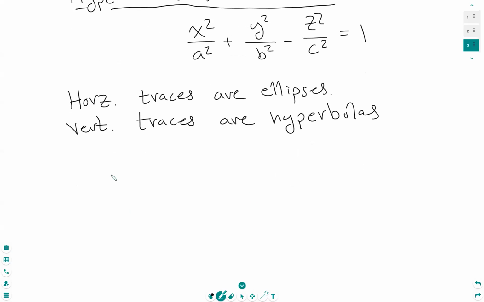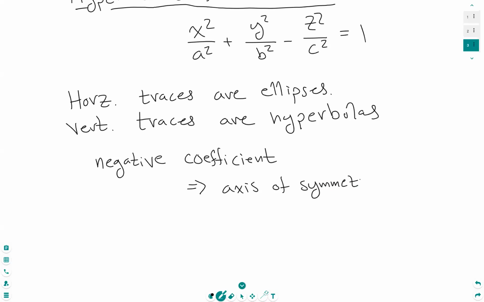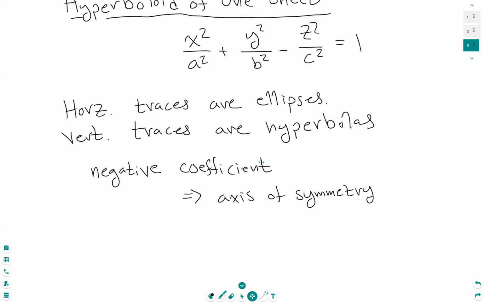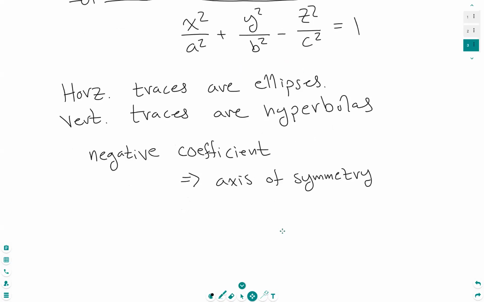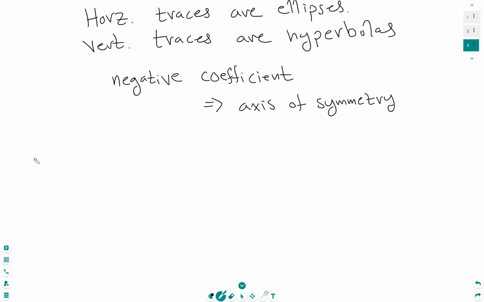And there's one more thing to note on this one, is that the negative coefficient indicates the axis of symmetry. So what do I mean by the negative coefficient out in front? It's just the way that I've written it here, in front of the z term, but we could have had it perhaps in front of the y term or the x term. And we'll see why this is the axis of symmetry when we plot our example, which is x squared plus y squared minus z squared is equal to 1.